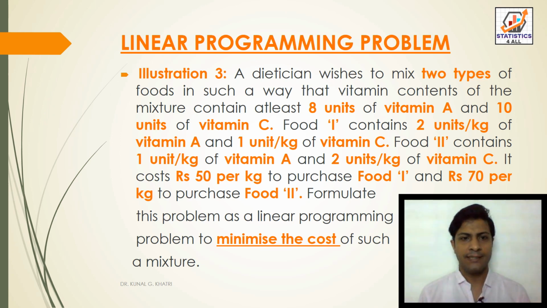Food 2 contains 1 unit per kg of vitamin A and 2 units per kg of vitamin C. It costs rupees 50 per kg to purchase food 1 and rupees 70 per kg to purchase food 2. Formulate this problem as a linear programming problem to minimize the cost of such a mixture.